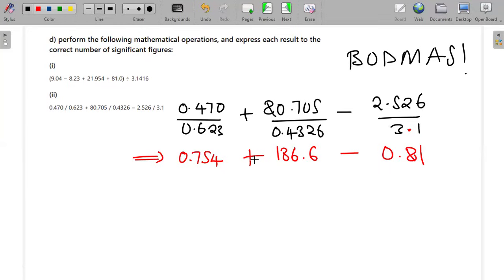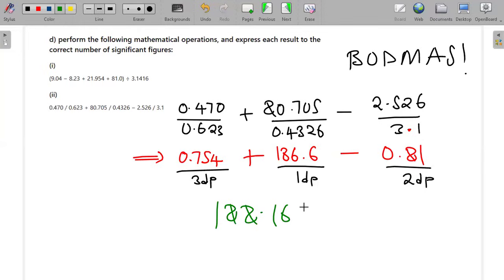It doesn't matter. So this one has 3 decimal places. This guy here has 1 decimal place. This guy here has 2 decimal places. So it means my answer should follow the one with the least, so it should have 1 decimal place. So I'm going to add this on my calculator. 0.754 plus 186.6 plus 0.81. So I get 188.164, but we said the answer should have 1 decimal place.